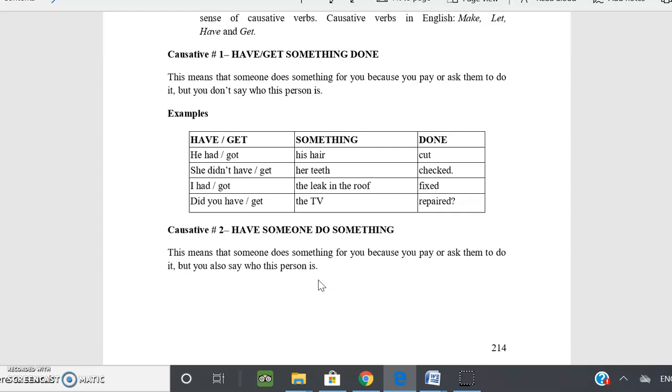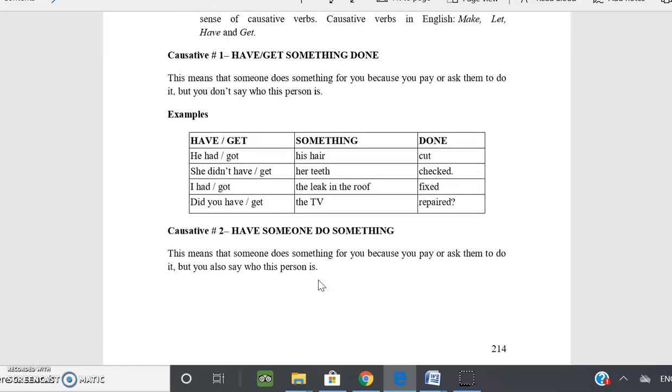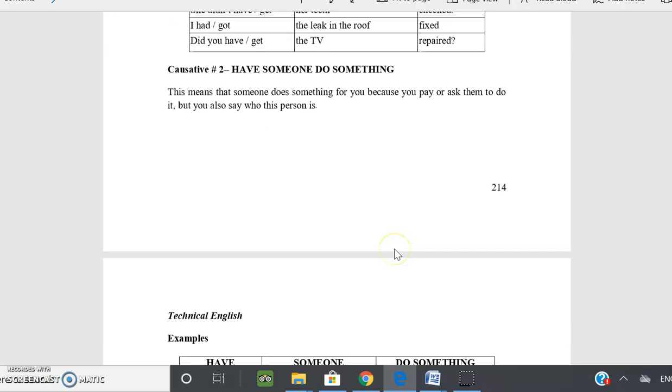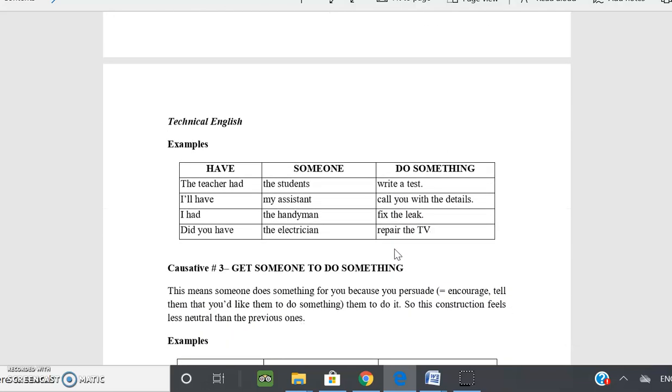That means it is like passive. You made someone do it; you did not do it yourself. So, I've got my house cleaned. I've got the work done. I've got my gardener to do some work, like that. So the first thing is you use have and get. Number two is you have someone do something. So number two, causative: the teacher had the students write a test.